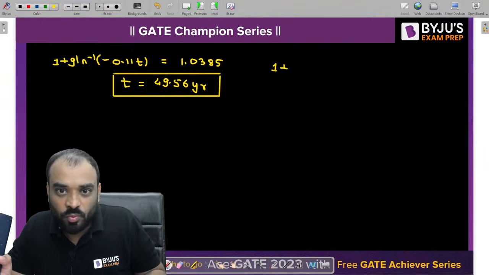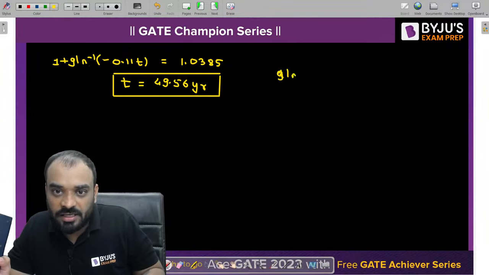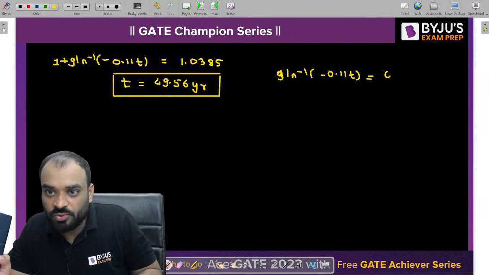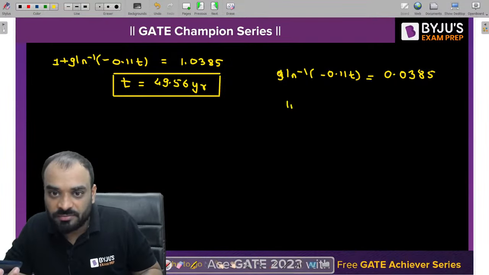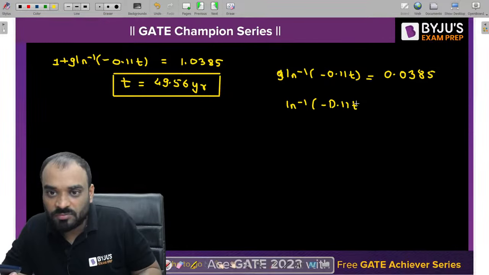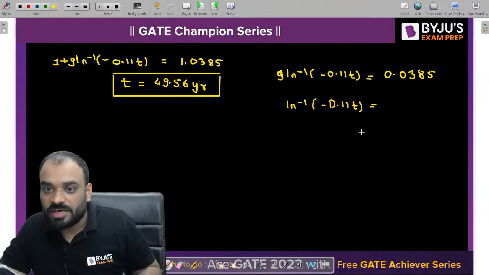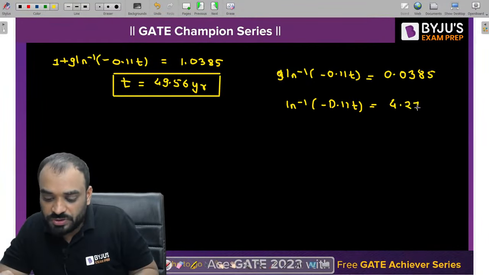1 plus 9 ln inverse minus 0.11 times t. If you subtract this 1 from this value, you will get 0.0385. Now you need to divide it. 0.0385 divided by 9. So we are getting a value of 4.277.